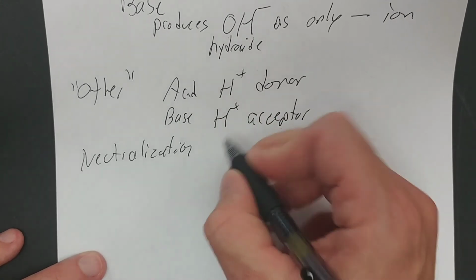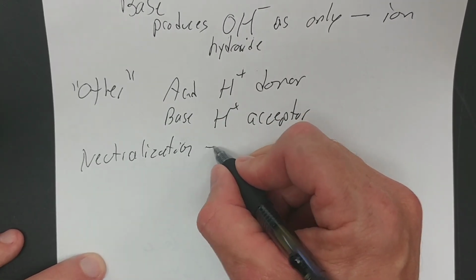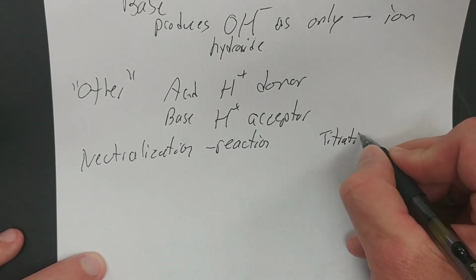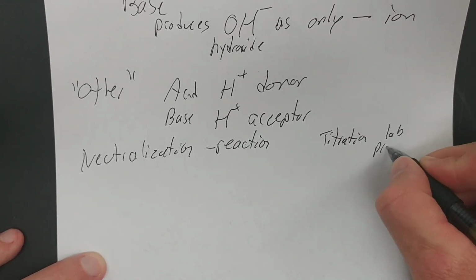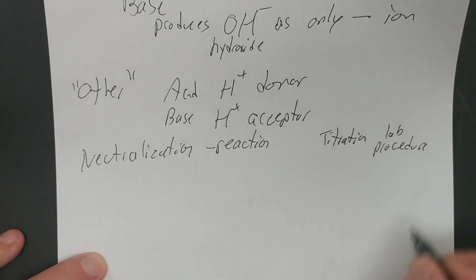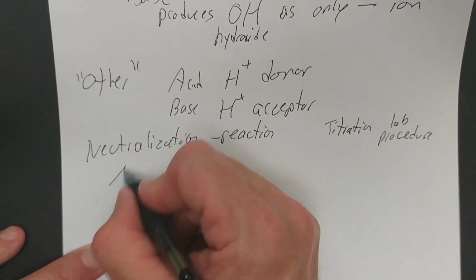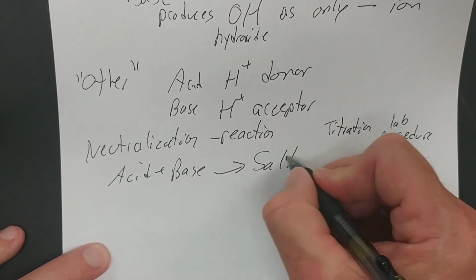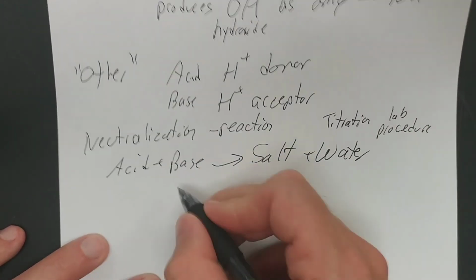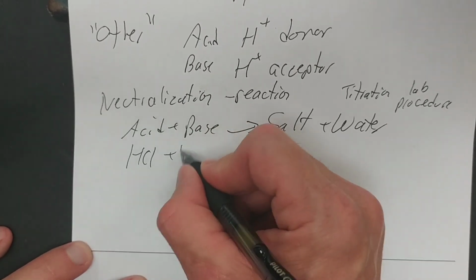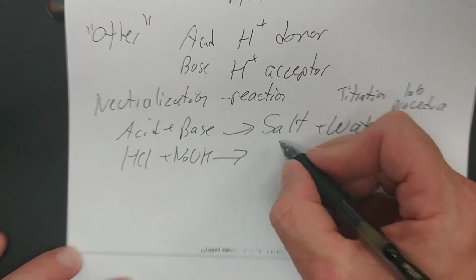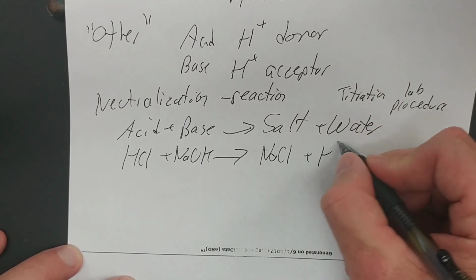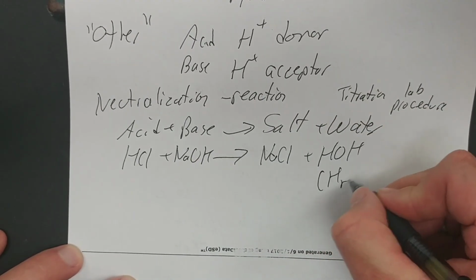Neutralization. Neutralization is the reaction. Titration is the lab procedure. Acid plus base makes salt and water. For example, HCl plus NaOH yields NaCl plus HOH, or you can write it H2O.